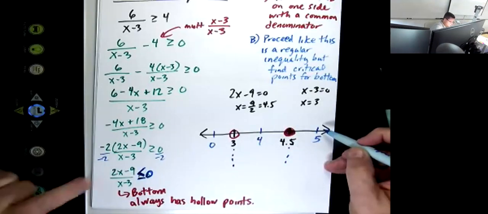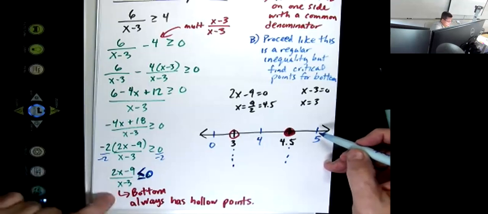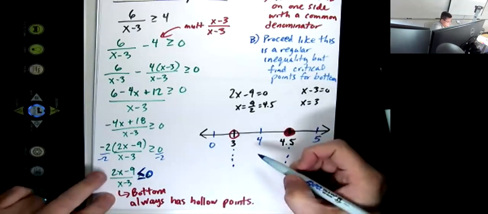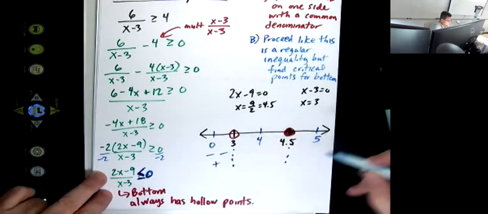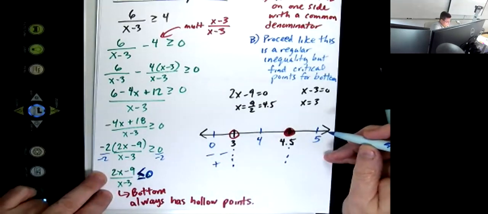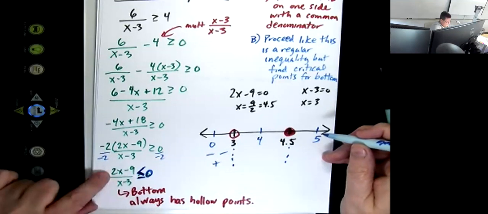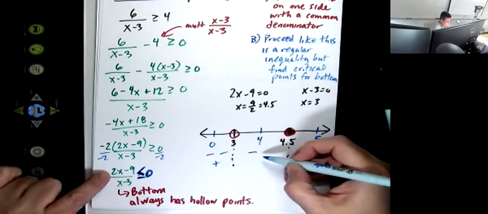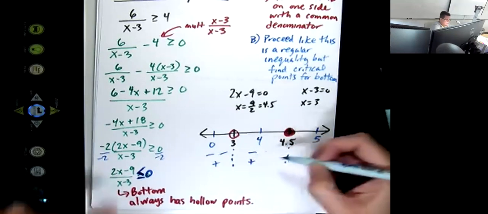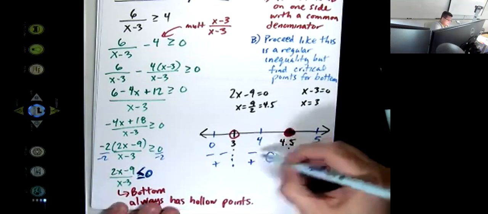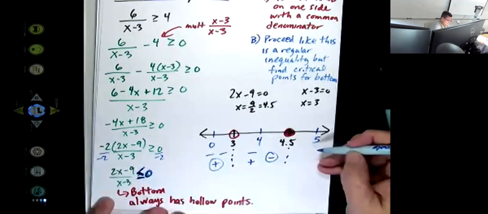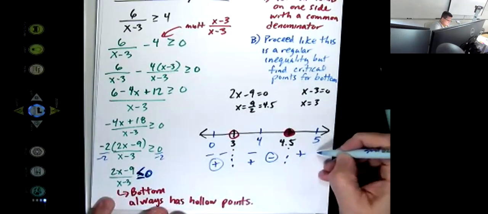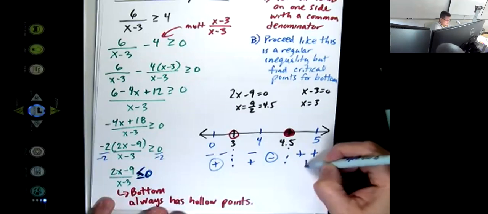And I'm using them on 2x minus 9 and x minus 3. For 0, I got a negative over a negative, and I get a positive. That's a positive region. If I stick in 4, I've got 8 minus 9 is negative on top, and 4 minus 3 is positive on bottom. So I get a negative region there. And if I stick in 5, I've got 10 minus 9 on top, which is positive. 5 minus 3 on bottom, which is positive. This is a positive region.